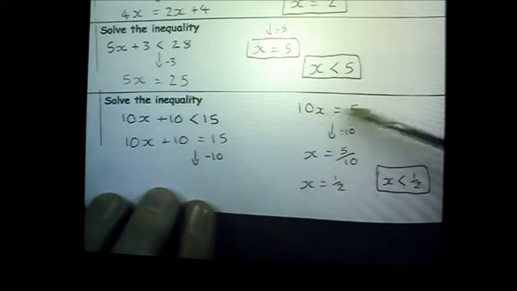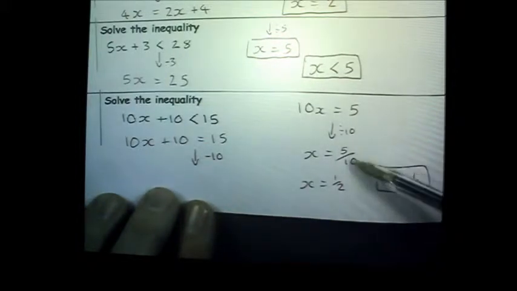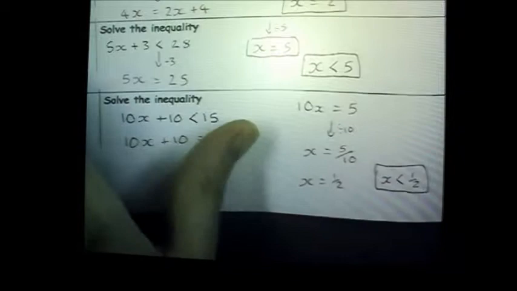You've got to divide both sides by 10 to get x on its own. So 5 divided by 10, I've written it there as a fraction. You need to recognise that that is a half, and you can even simplify that. So x, inequality sign, a half, or 0.5 would also be fine for that one.